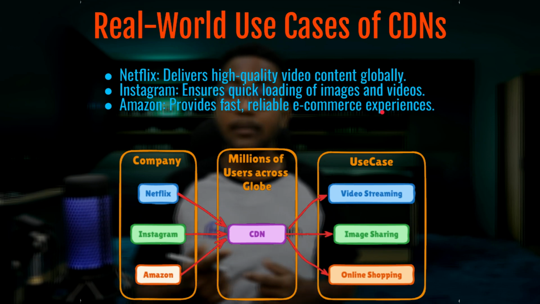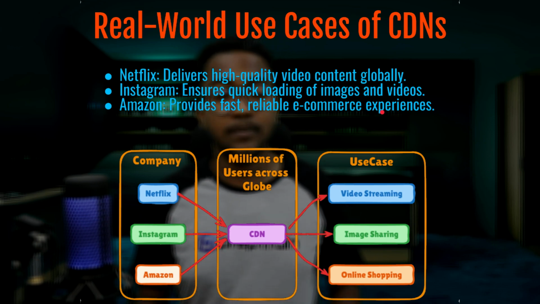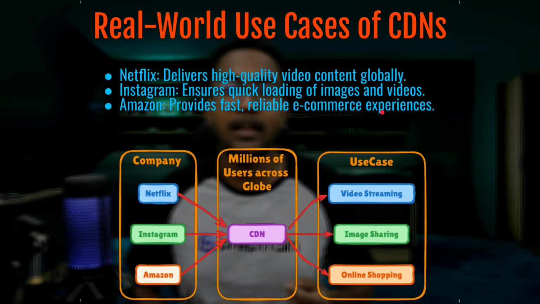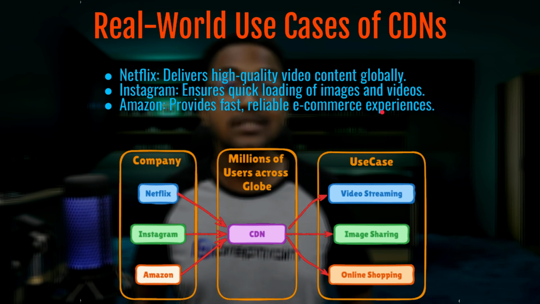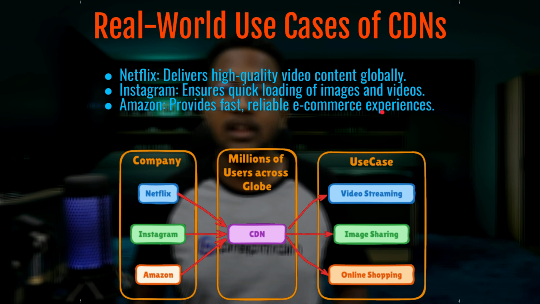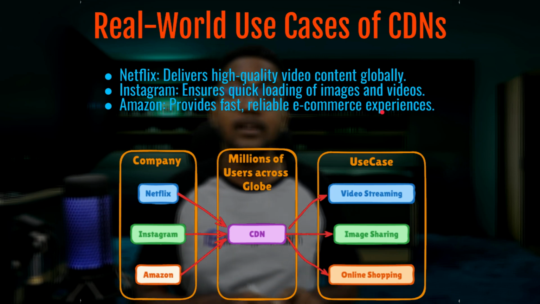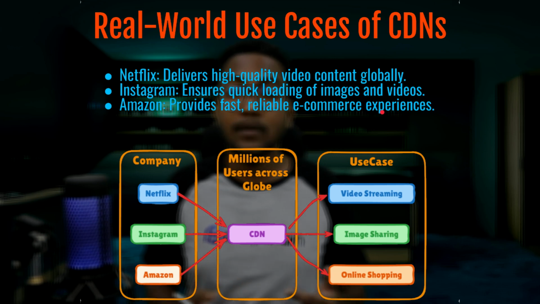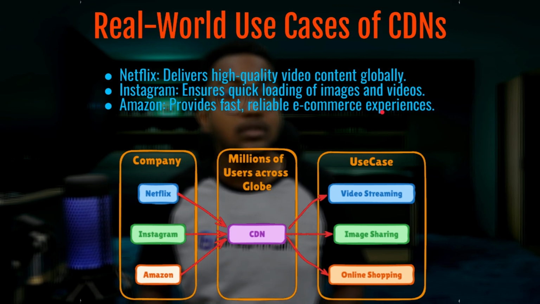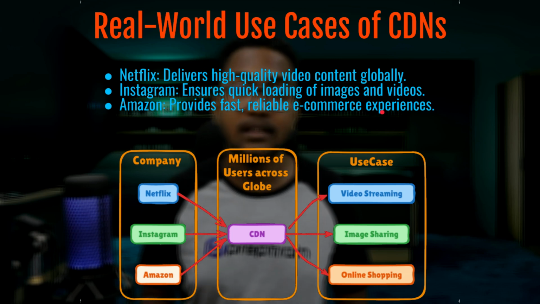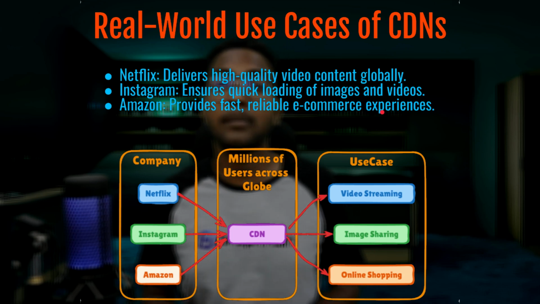Lastly, let's talk about Amazon. As one of the biggest e-commerce platforms, Amazon handles large amounts of traffic, especially during peak shopping periods like Black Friday or Prime Day. So CDNs help Amazon ensure that product images, reviews, and other important data load quickly and reliably. CDNs also help balance the traffic during peak times, preventing any server overloads that could result in downtime. So these companies, Netflix, Instagram, and Amazon, are great examples of how CDNs are used to deliver fast, reliable, and secure content to millions of users worldwide.